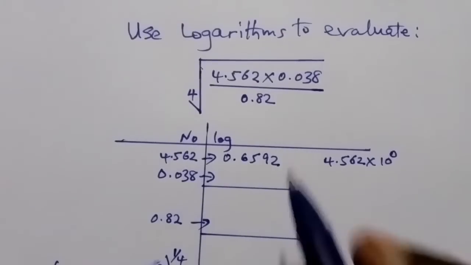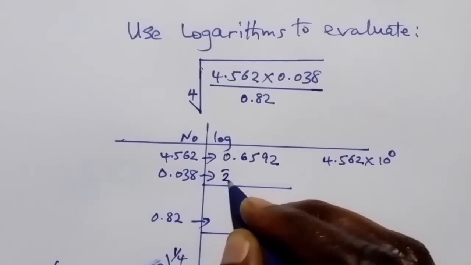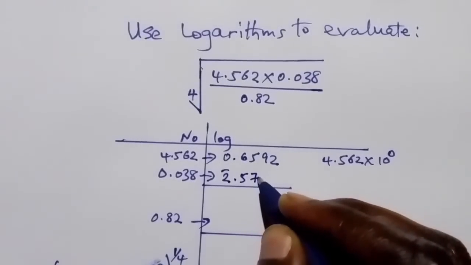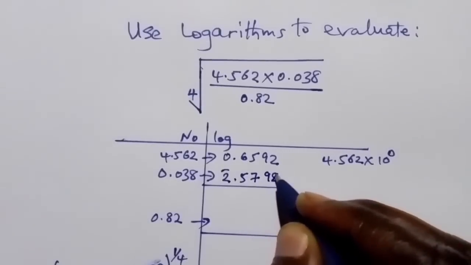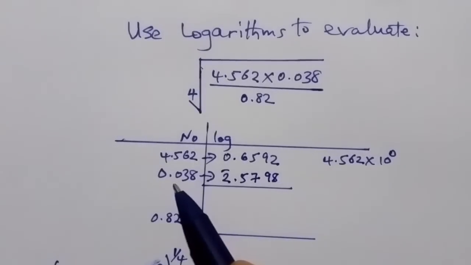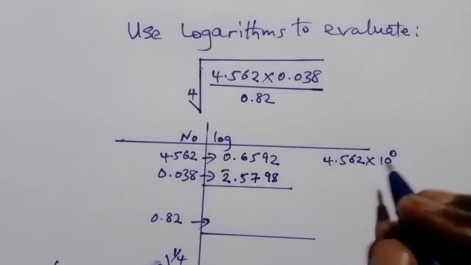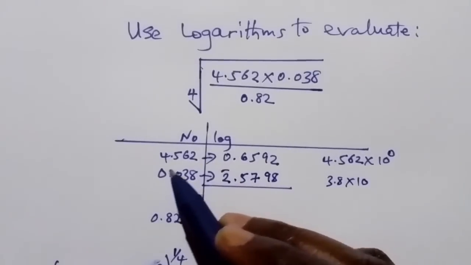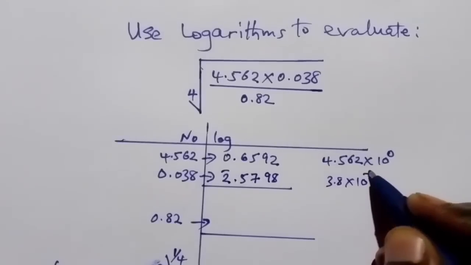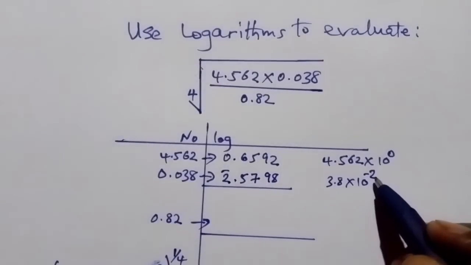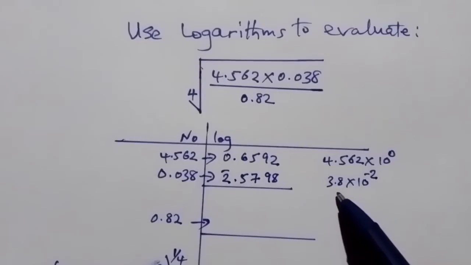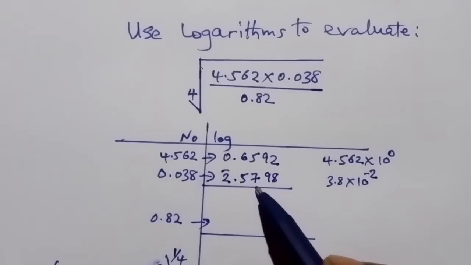From the log table it is bar 2.5798. The standard form of 0.038 is 3.8 times 10 power negative 2. So this negative 2 is what is bar 2 here. Then we check from the log table the log of 3.8, which is 0.5798.